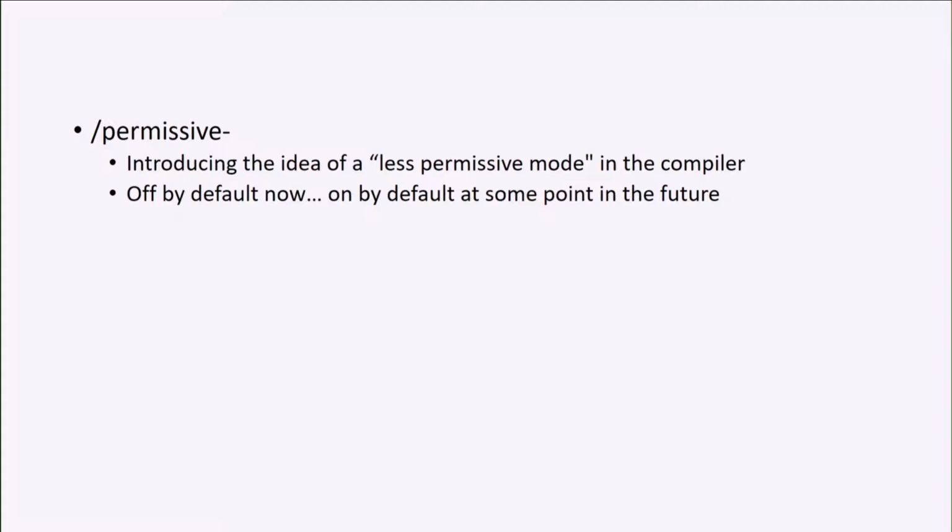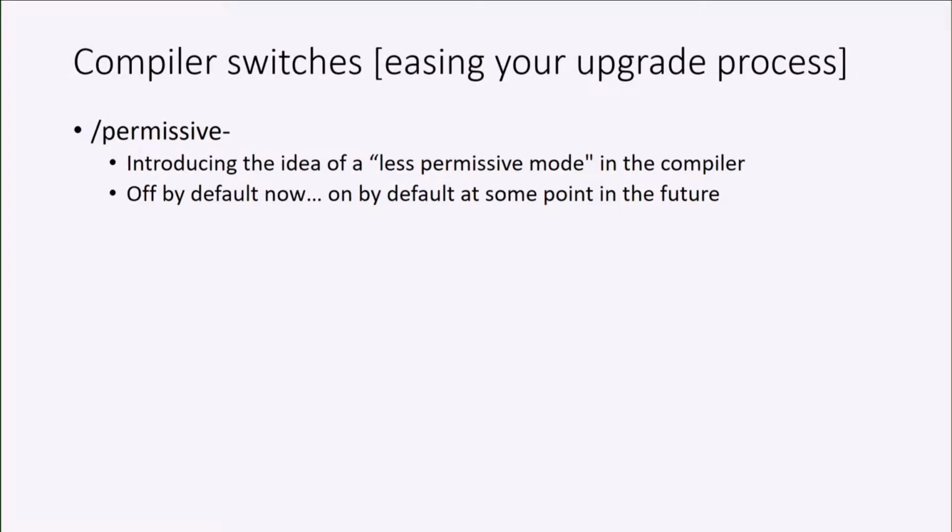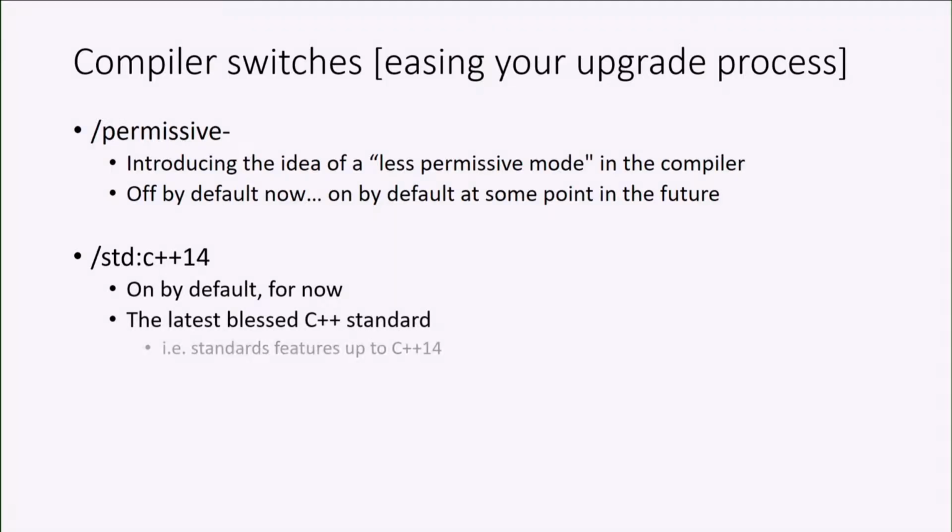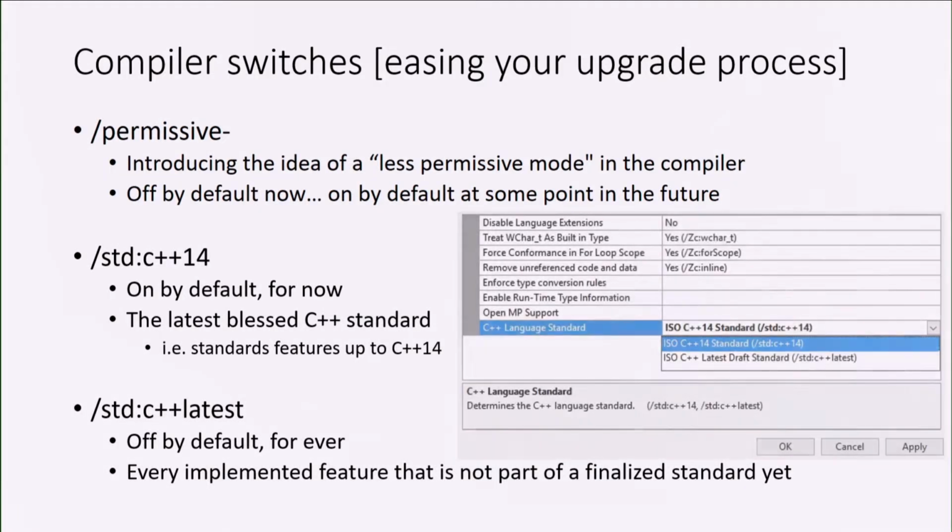So one of the flags that we introduced is permissive-. The idea around this flag is that we want to make the compiler less permissive. So when you throw this compiler flag on the command line, it's actually going to start conforming to pre-C++11 standards. And when you throw this flag, you can actually start using two-phase name lookup in the preview product. On that topic, the flag that I already talked about here is /std:c++14.